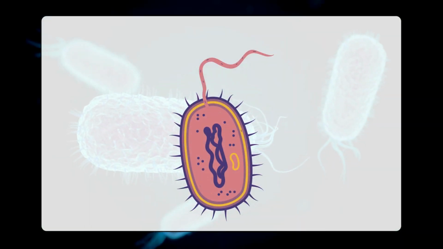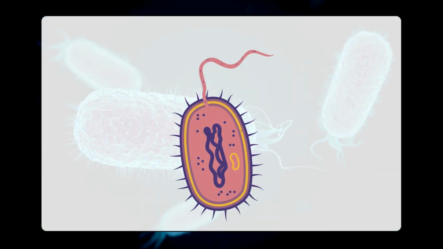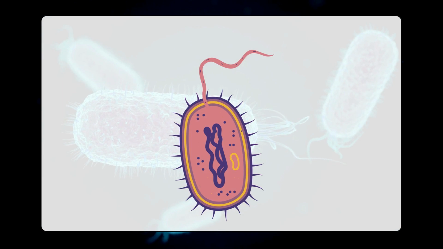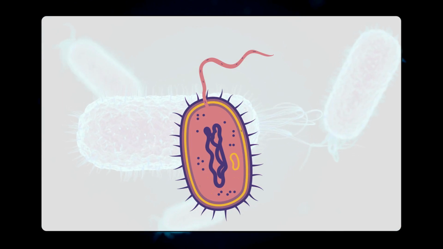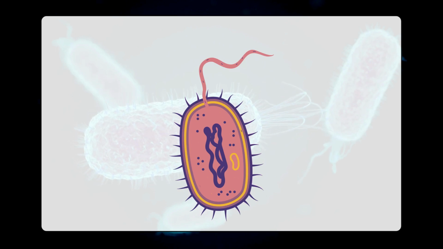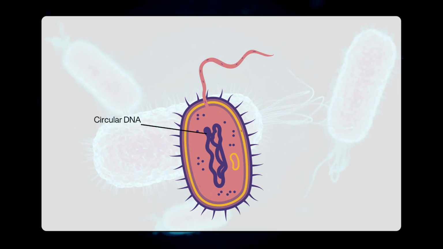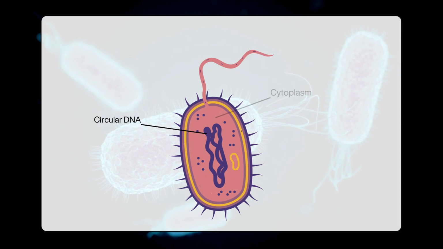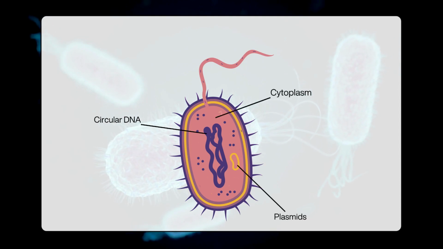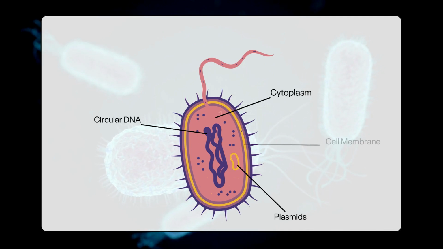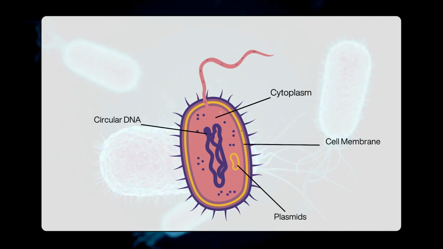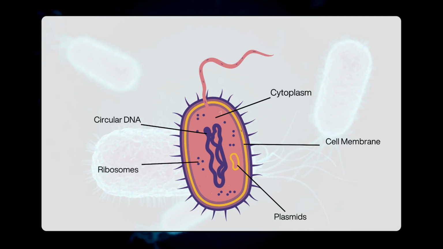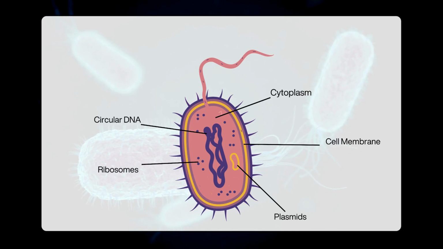Let's take some time to look at a diagram of a bacterial cell, where we can identify all the organelles we just discussed. In the middle of the bacterial cell, we can see the chromosomal DNA appear as a tangled loop within the cytoplasm. The plasmids are the smaller loops scattered around the chromosomal DNA. We can also see the cell membrane that serves as the inner boundary of the cell, and the ribosomes as tiny dots dispersed throughout the cytoplasm, where protein synthesis occurs.